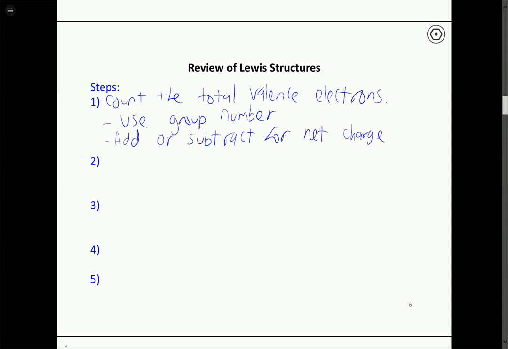Okay, so that's the first step. If you don't have the correct number of valence electrons, it's pretty much impossible to draw the correct Lewis structure. Then we're going to start by drawing single bonds.